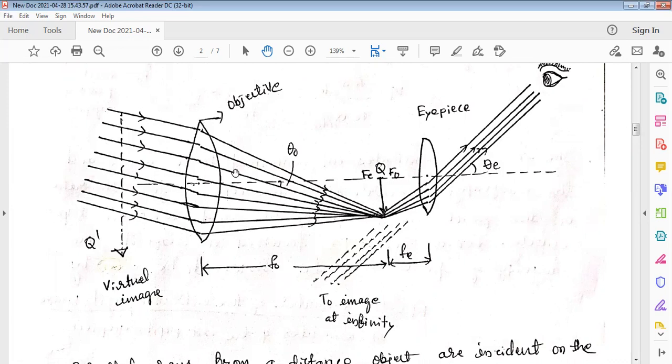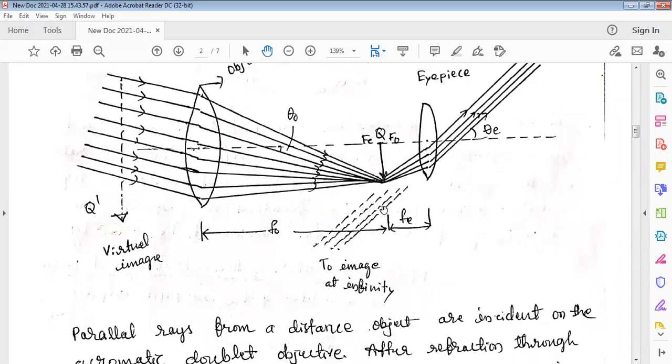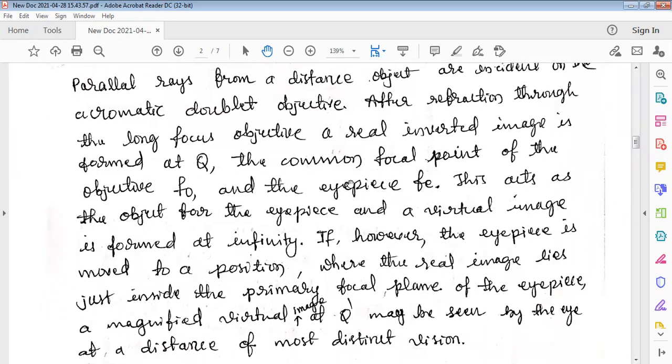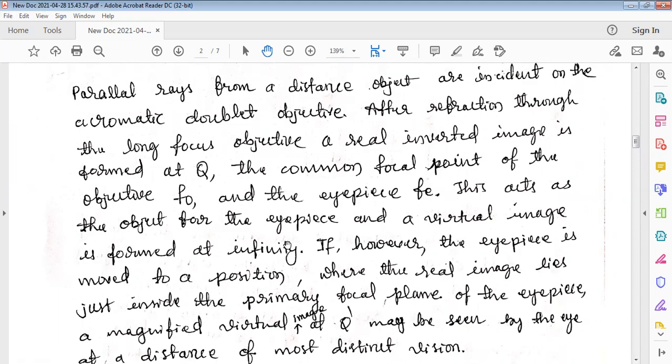Refraction phenomena is the deviation in the path of the ray. So all these refracted rays are converging at this point. So therefore this is the focal point of the objective, and an image is formed at this place. So this acts as an object for the eyepiece, and a virtual image is formed at infinity.